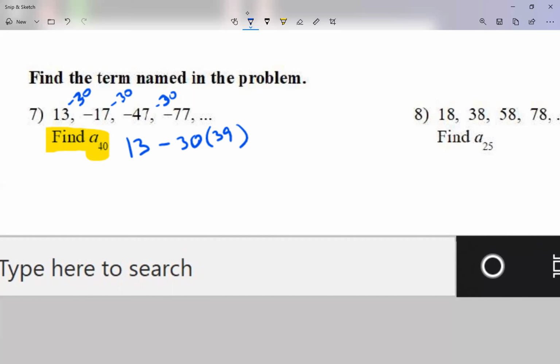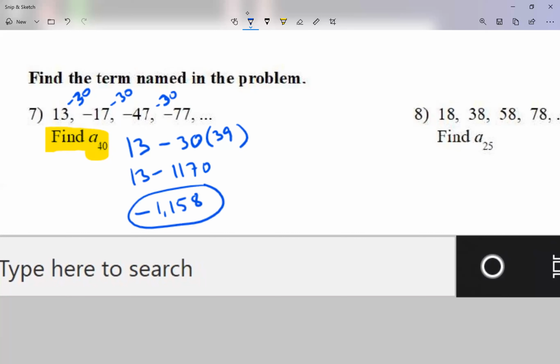Okay, I think that would be much easier. I know I have to multiply before I subtract, so I have to do 30 times 39. So I have 13 minus 1,170. That's going to give me negative 1,157. So I saw a pattern. I'm assuming it keeps on repeating. And then I had to find the 40th number.